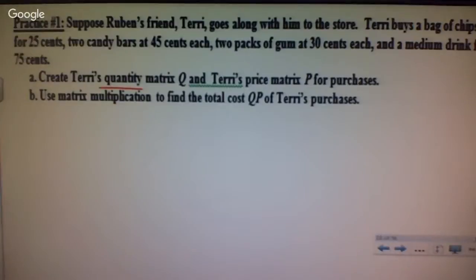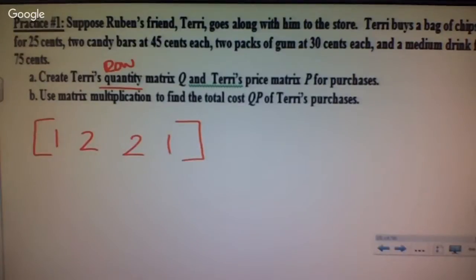Quantity matrix. Let's make that the row. So, how many items is Terry buying? 4. Okay, we start with how many chips? 1. Then 2, then 2, then 2, then the medium, which is 1, just 1 drink. Okay. So, there's your quantity matrix.